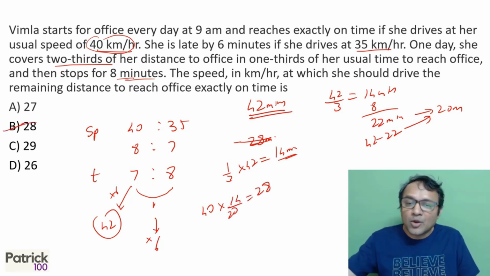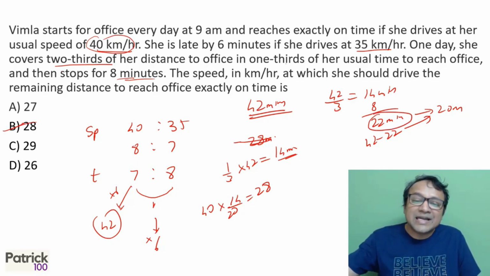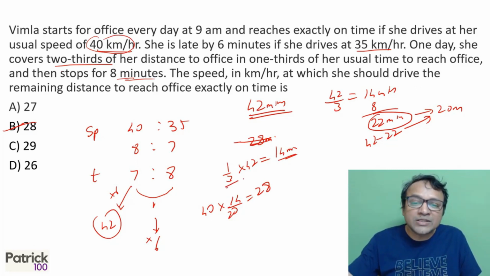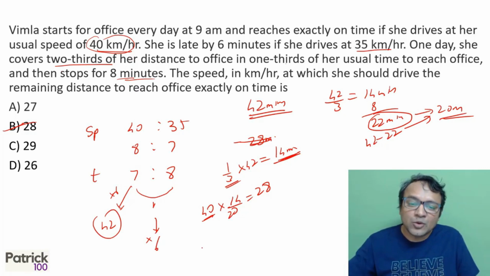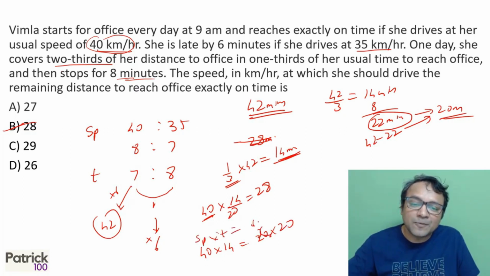B option. Because she has already traveled for 22 minutes, technically she should have traveled for 28 minutes because two-thirds of the distance. How much is left? One-third of the distance is left, which she should have traveled in 14 minutes. But she has to travel in 20 minutes. So her normal 40 kilometers per hour, which she travels in 14 minutes, she has to travel in 20 minutes, so it has to be 28 kilometers per hour. You can do it: 40 into 14 is equal to 20 into x. That is, distance, speed into time is equal to speed into time. You can use this formula and directly get the answer.